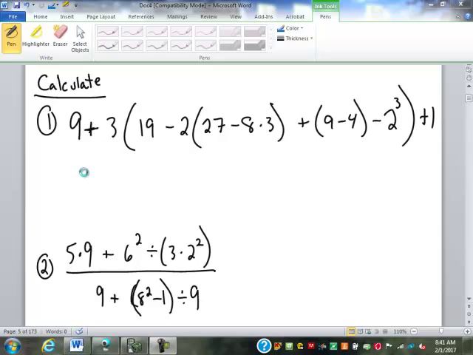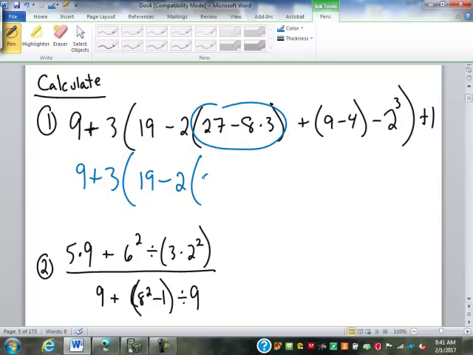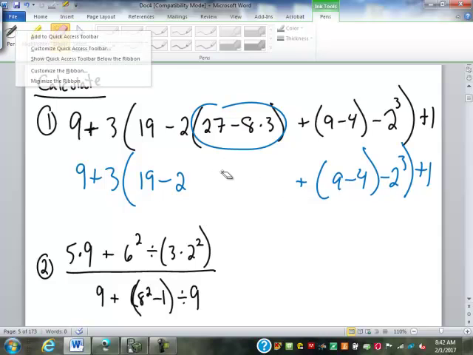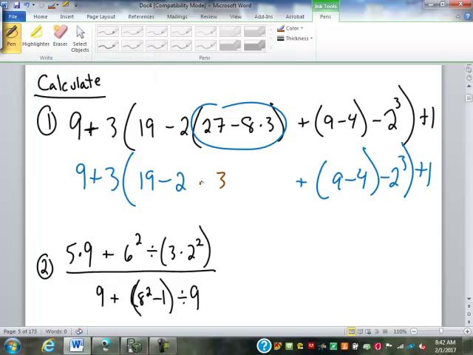Okay, so for the first one up here, obviously we're working inside the parentheses, but then we're working inside the second set of parentheses here. I'm just going to rewrite the problem so I can cheat here. What do we have to do first? 8 times 3, which gives us 24. Then, of course, we've got the 27 minus 24, which is 3, and we're down to a single number, so I can get rid of the parentheses. Got to remember to put in multiplication.